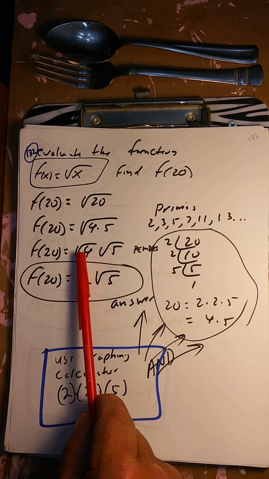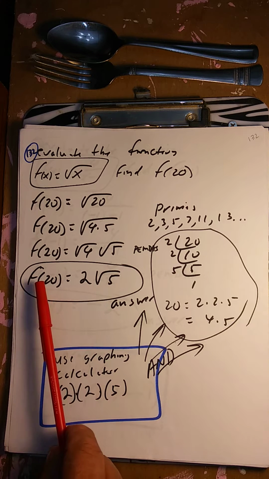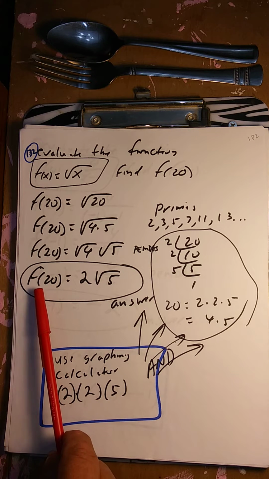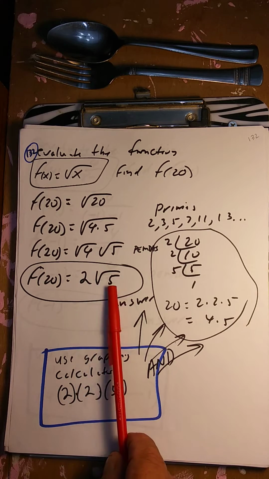Square root of 4, square root of 5. This one I can do, it's going to be 2 square root of 5. So the radical function f of x equals square root of x, f of 20 is going to be what? 2 square root of 5.